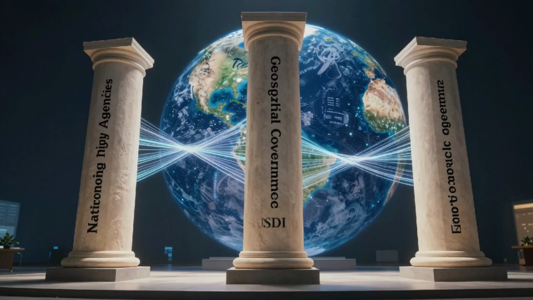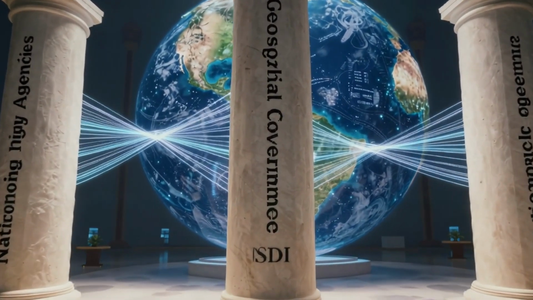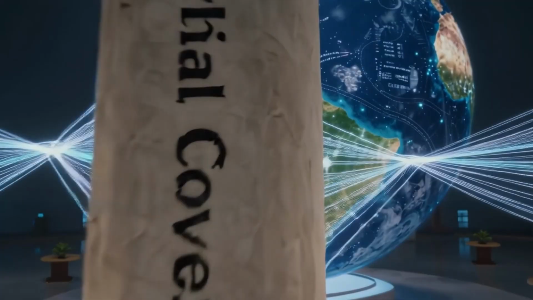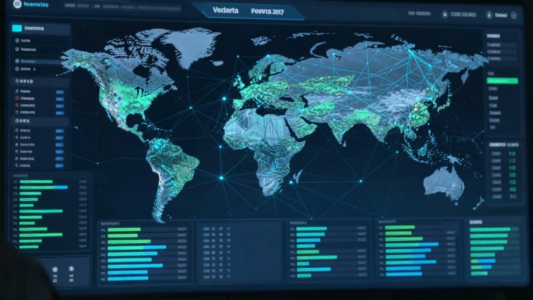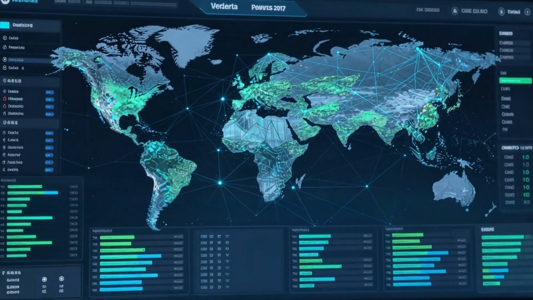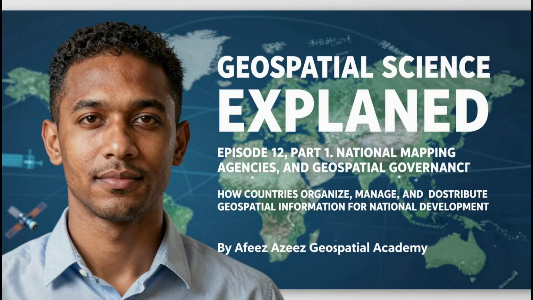As societies become increasingly digital and location-aware, the importance of geospatial governance and spatial data infrastructure will continue to grow. The nations that invest in strong geospatial institutions, standards, and governance frameworks will be better positioned to achieve sustainable development, economic growth, environmental resilience, and informed decision-making.